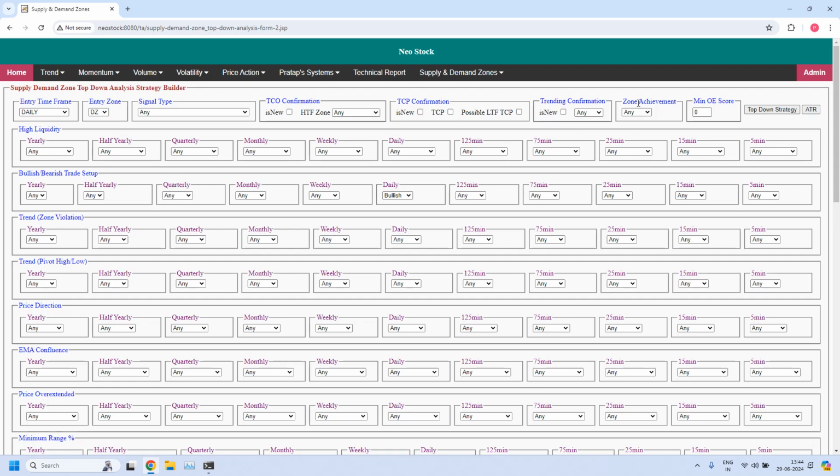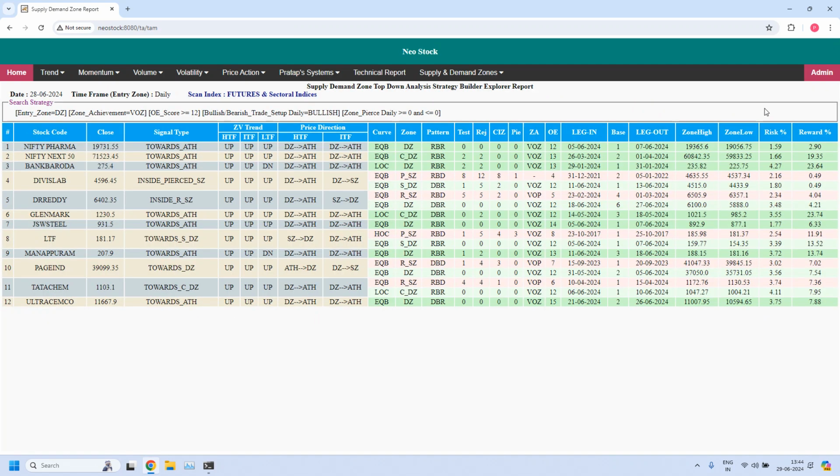And the next one is zone achievement. Zone achievement should be violated opposing zone. And the next one, third filter, minimum odd enhancer score. It should be 12 for bullish or bearish trade setup. With these filters, let us generate the report.